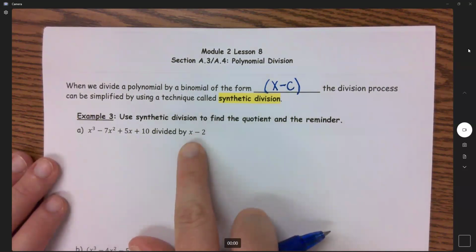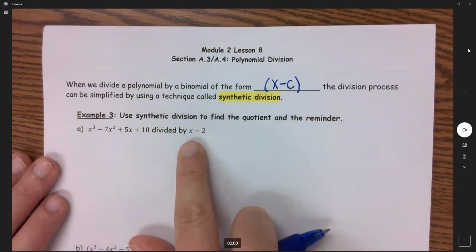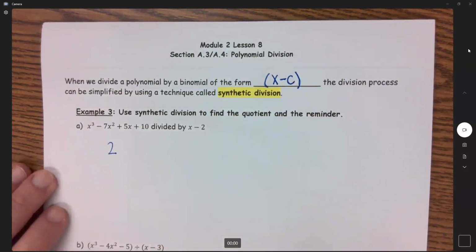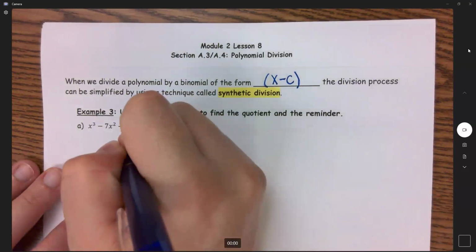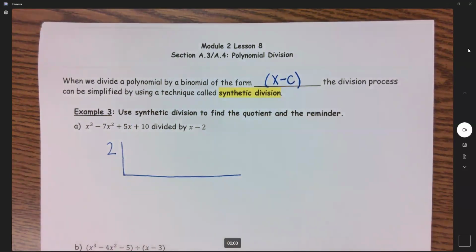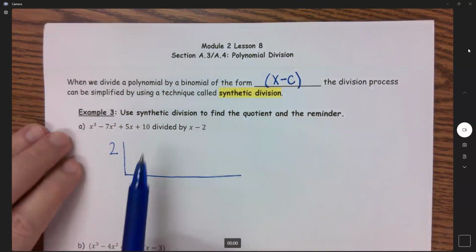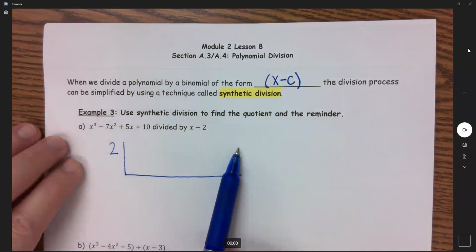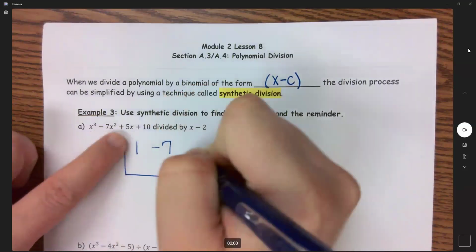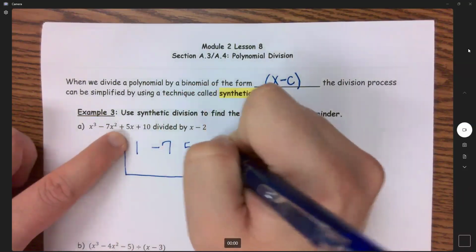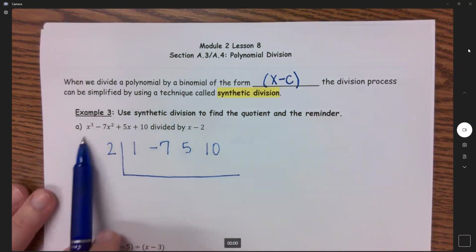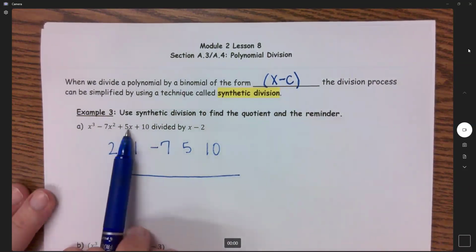So here, if you were to set x minus 2 equal to 0, we would get just 2, and so 2 goes on the outside. Now, I'm going to do the opposite of the little house thing that we do on the other division. I'm going to do this big L-looking thing. And here, all I'm going to write are the coefficients. So I have 1, -7, 5, and 10. Now you still want to put zeros as placeholders, but I'm not skipping any place values. We've got x cubed, x squared, x, and the constant.